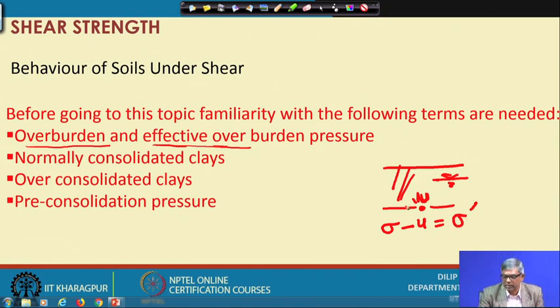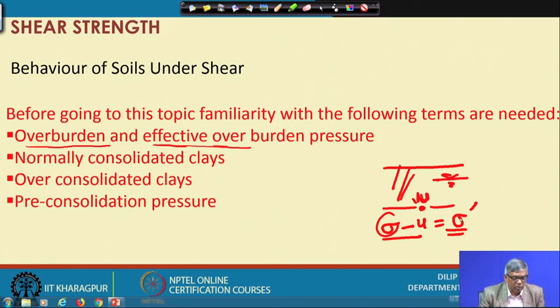We are only considering the material above the point. Both soil and water act: soil gives total stress, and water gives pore water pressure because of the presence of the water table. If I subtract this, then it is the effective overburden pressure. This will be useful because I have mentioned that shear strength is a function of effective stress, and this is applicable everywhere.